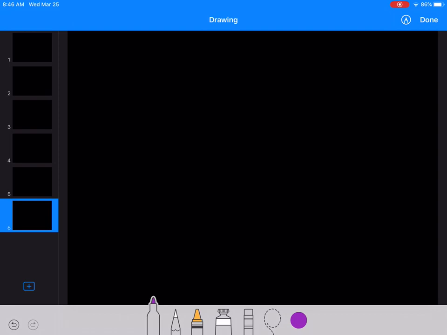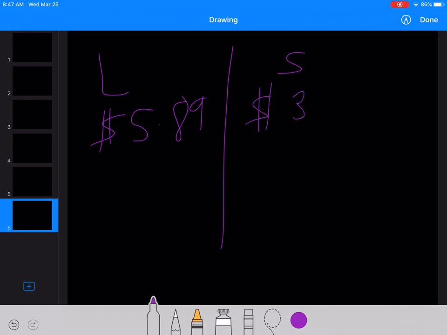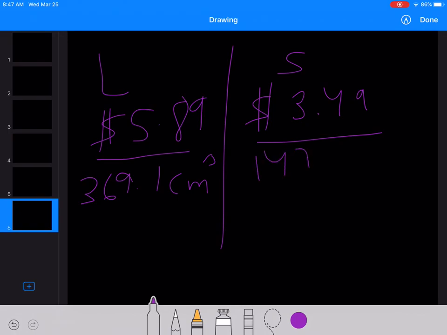All right, so remember the large cup had a price of $5.89. Small cup had a price of $3.49. So we're going to divide it out by the volume that we just calculated, 369.1 centimeters cubed and 147.5 centimeters cubed.